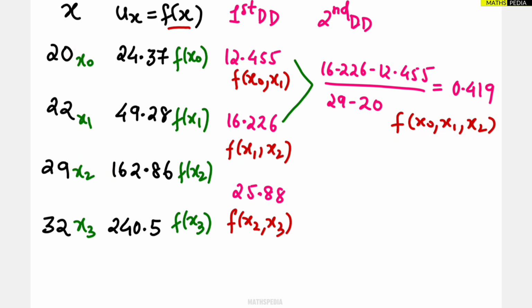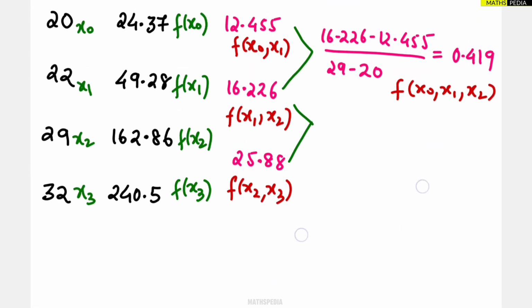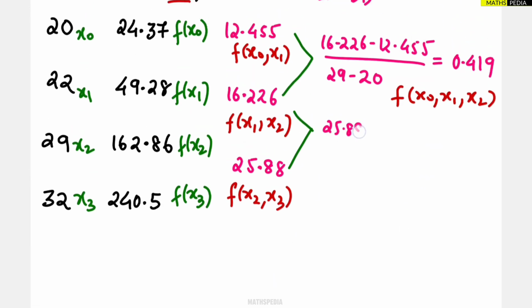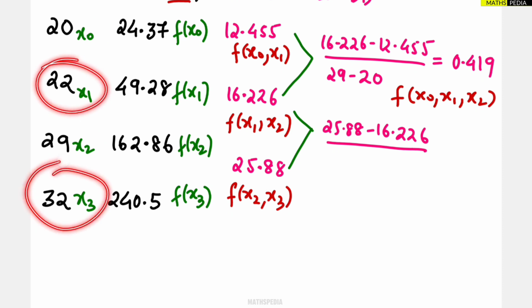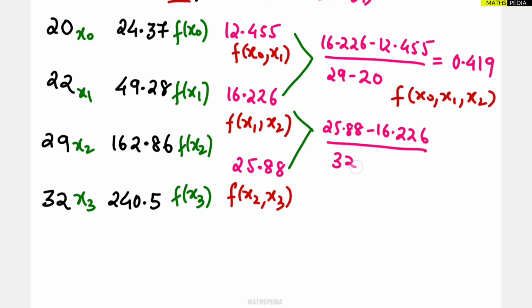X0, x1, x2. Next difference we'll see, this and this value we have to take the difference, so it will be 25.88 minus 16.226 whole divided by, now we have taken first and third value, now we have to take second and fourth value, so it will be equal to 32 minus 22 and it is given by 0.965. This will be named as f of x1, x2 and x3. You can observe over here x1, x2 and x2, x3. So that's why x1, x2 and x3.